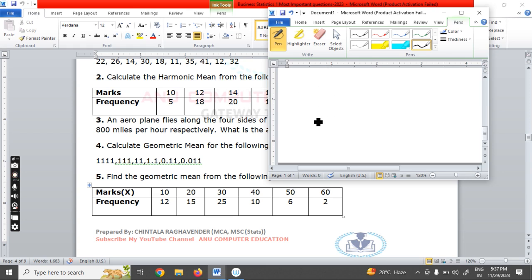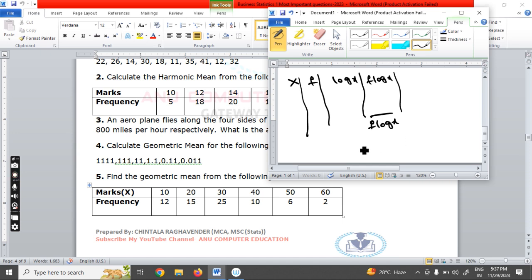You can also have continuous series, and a discrete series geometric mean problem is also given. For this what we have to do, x values are given, frequencies are given. So what we have to do, log x we have to do. So these are the questions. X and f are nothing but from the question. For the x we have to calculate log x, and after that we have to go for f into log x and do the total of f into log x. And what is the formula for geometric mean now?